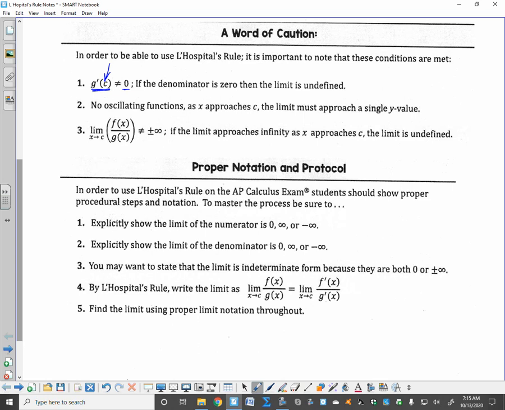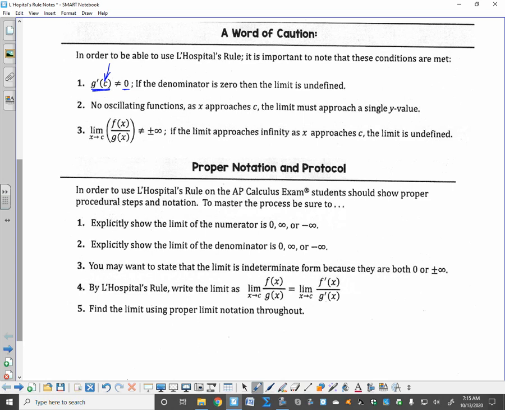Okay, proper notation. Now, there is almost always a L'Hopital's rule on an FRQ. It is not an FRQ, it is a piece of an FRQ. So, you have to explicitly show that the limit of the numerator is either 0, infinity, or negative infinity. Then separately, the limit of the denominator is 0, infinity, or negative infinity. And then you're going to state that it's indeterminate form.